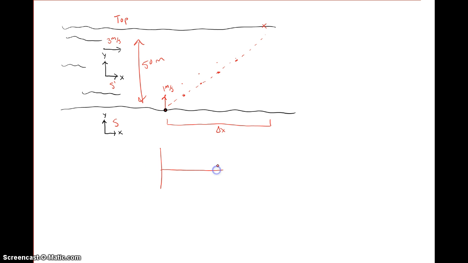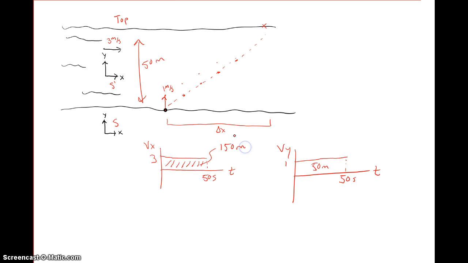Well, I can do Vx and Vy graphs here. In the y direction, I'm moving 1 meter per second constantly. And I know I'm going to move 50 meters in the y direction, so that's going to take me 50 seconds. In the x direction, I'm moving 3 meters per second, and I know I'm going to be doing that for 50 seconds, so I can just figure out this area, and that's 150 meters, and I figured out how far downstream I'm going to land.